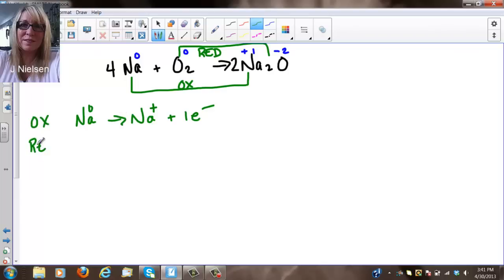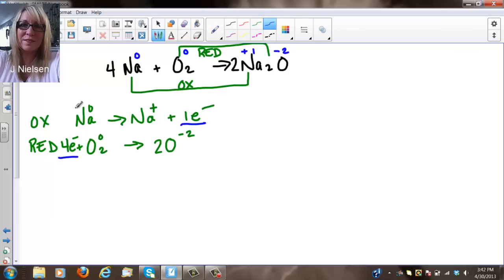And then on my reduction, I have O2 0 going to O minus 2, and I need to balance the mass, so this is 2O. This is going to be 4 electrons over here. So negative 4 and a negative 4. That's reduction. Do you see how these are not balanced? The electrons are not balanced.